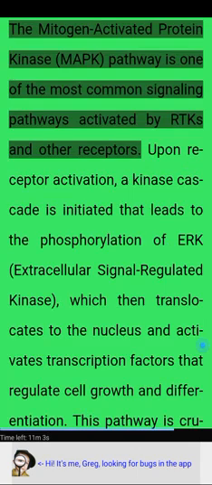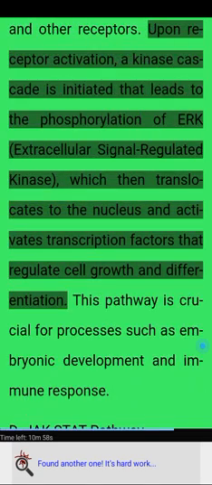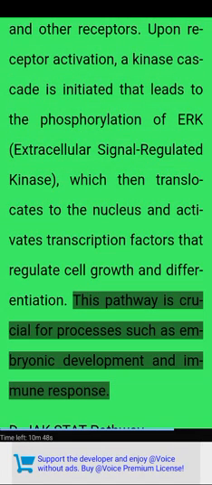MAPK-ERK pathway. The mitogen-activated protein kinase (MAPK) pathway is one of the most common signaling pathways activated by RTKs and other receptors. Upon receptor activation, a kinase cascade is initiated that leads to the phosphorylation of ERK, extracellular signal-regulated kinase, which then translocates to the nucleus and activates transcription factors that regulate cell growth and differentiation. This pathway is crucial for processes such as embryonic development and immune response.